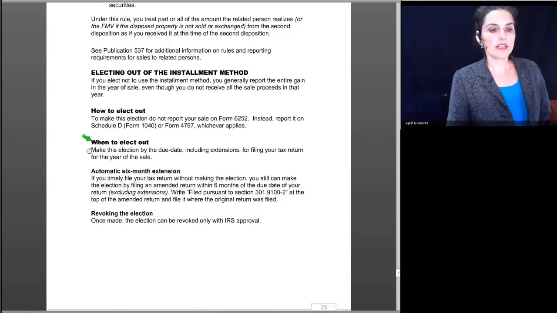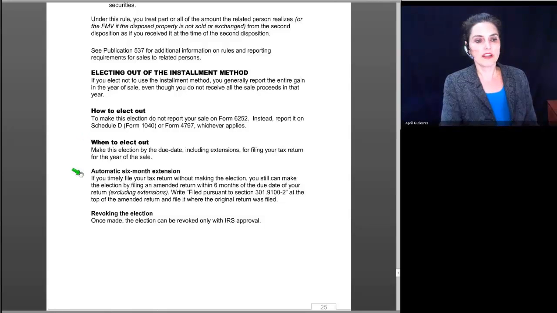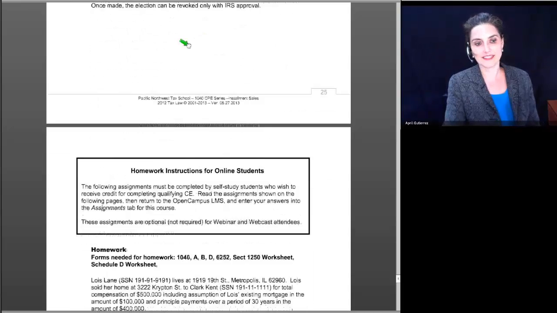When to elect out? If you're going to elect out, you need to do it by the due date, including extensions, for filing your tax return for the year of sale. Now, there is an automatic extension. If you timely filed your return without making the election, you can still make the election by filing an amended return within 6 months of the due date of the original return, excluding extensions. And then you would write "filed pursuant to Section 301.9100-2" at the top of the form. Once you make the election to not use the installment method, it is generally irrevocable. If you wish to revoke that election, you'd have to get IRS consent.